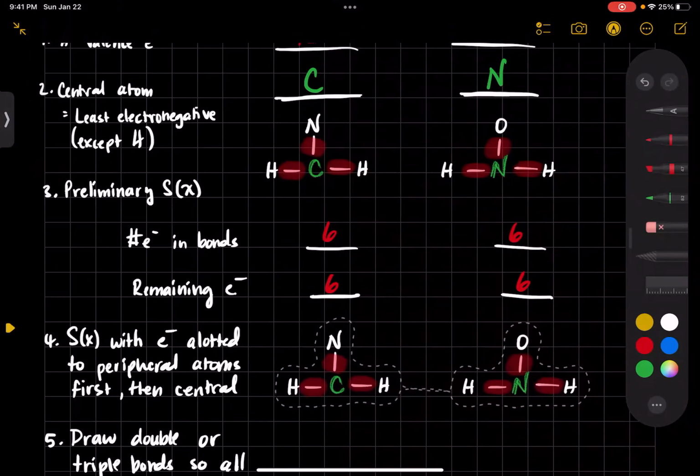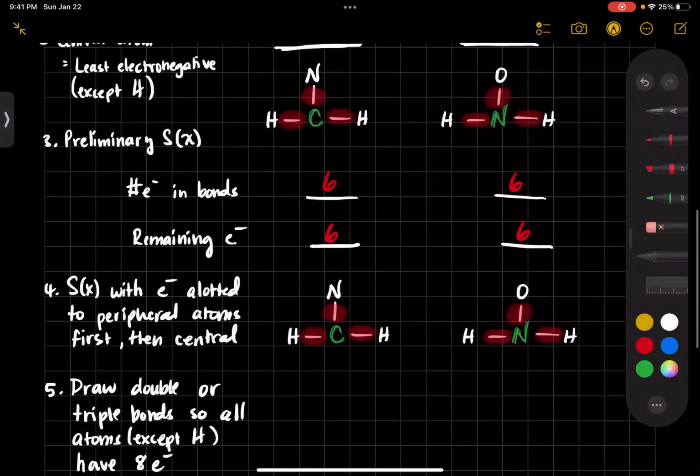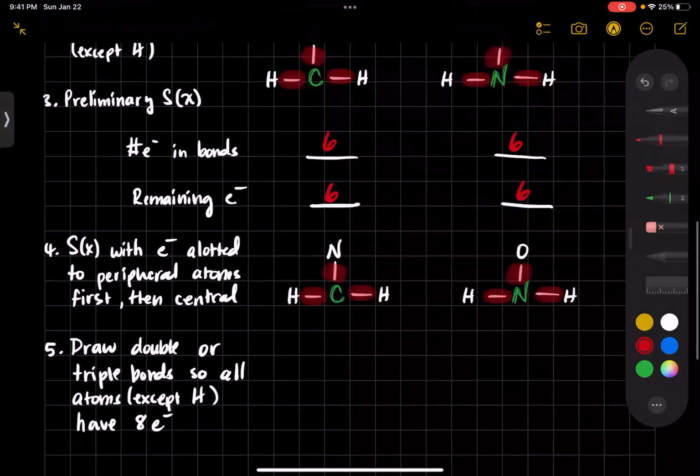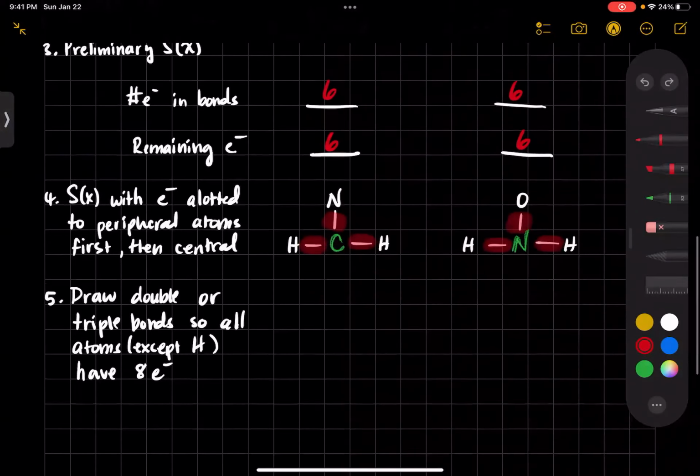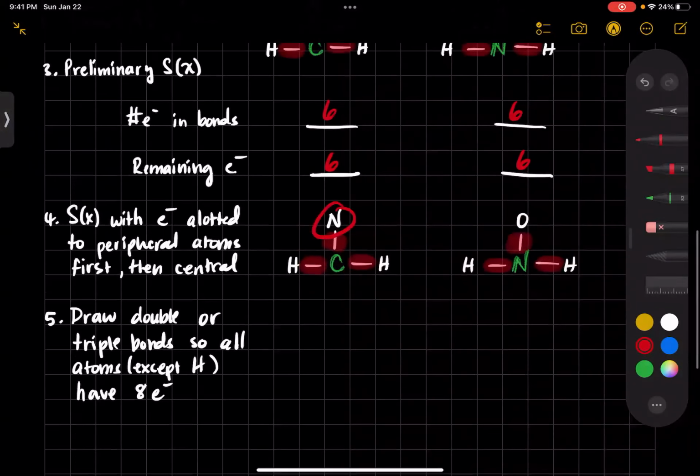And allot the remaining 6 electrons to the peripheral atoms. For these 2 examples, we're fortunate because hydrogens can't accommodate any more electrons. They already have 2 in each bond, 2 here and 2 here. And since hydrogen can only form single bonds, the only place for electrons to go are on either the nitrogen and carbon here or the oxygen and nitrogen here.